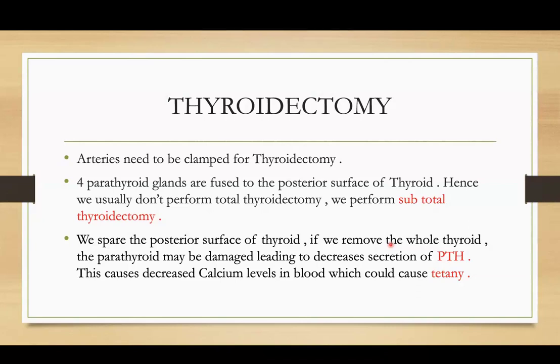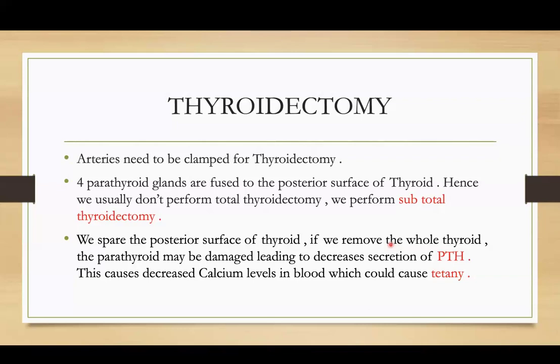If we remove the whole thyroid, the parathyroid may be damaged, leading to decreased secretion of PTH, which is parathyroid hormone. So the PTH is secreted by the parathyroid gland, and we don't want to damage it because it will lead to decreased secretion of PTH. And what would this cause? It will cause decreased calcium levels in blood because the parathyroid hormone is responsible for calcium regulation and metabolism. And it could cause tetany, which is basically spastic paralysis of the limbs.